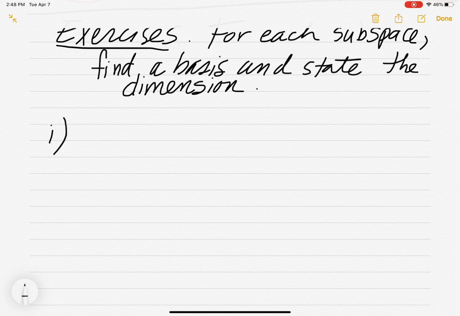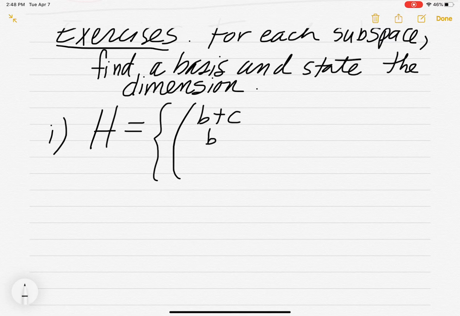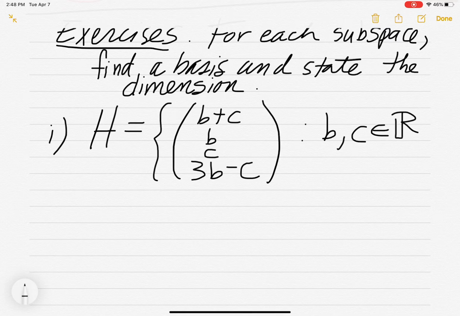All right, number one. Here we have a subspace H. This one's going to be a subspace of R4. It's going to consist of vectors that take on the form B plus C, B, C, and 3B minus C. So B is our parameter, C is our parameter. These are just real numbers. This is a subspace of R4. Why R4? Because you've got 1, 2, 3, 4 entries going down.